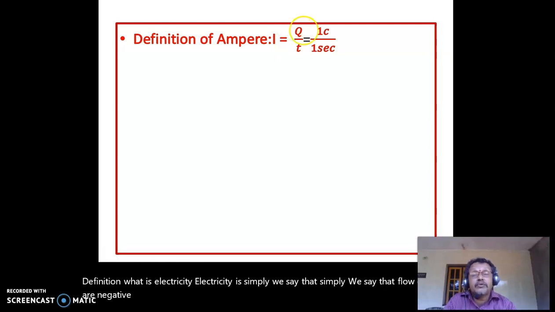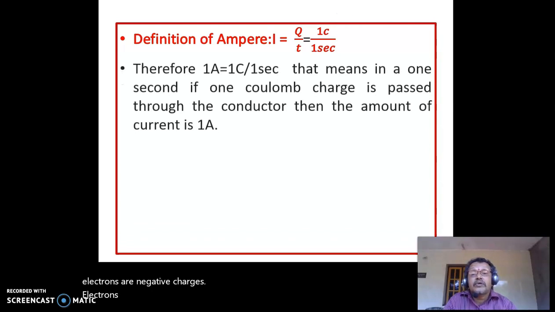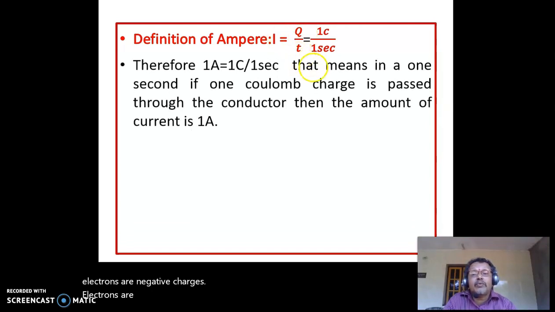If Q equals 1 coulomb and T equals 1 second, that means 1 coulomb of charge is passing through the conductor in 1 second, and that current is 1 ampere. Okay. So 1 ampere equals 1 coulomb by 1 second. That means if in 1 second 1 coulomb of charge passes through the conductor, then the current passing through that conductor is 1 ampere.